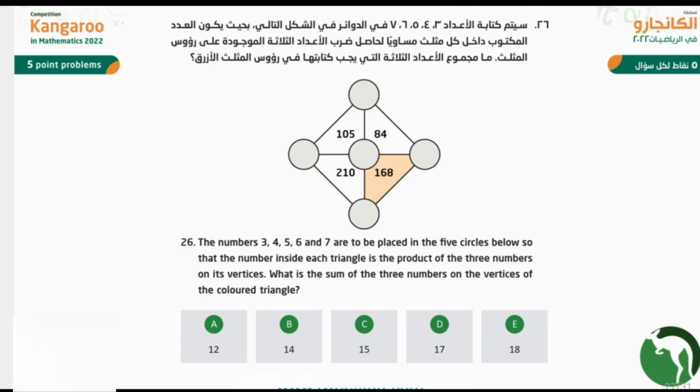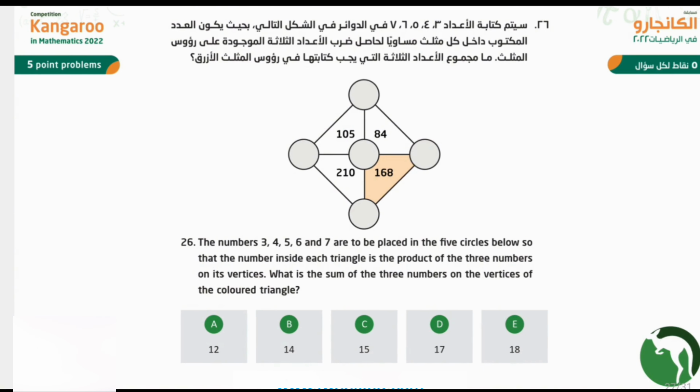In question number 26, the numbers 3, 4, 5, 6, and 7 are to be placed in the five circles below so that the number inside each triangle is the product of the three numbers on its vertices. What is the sum of the three numbers on the vertices of the colored triangle?